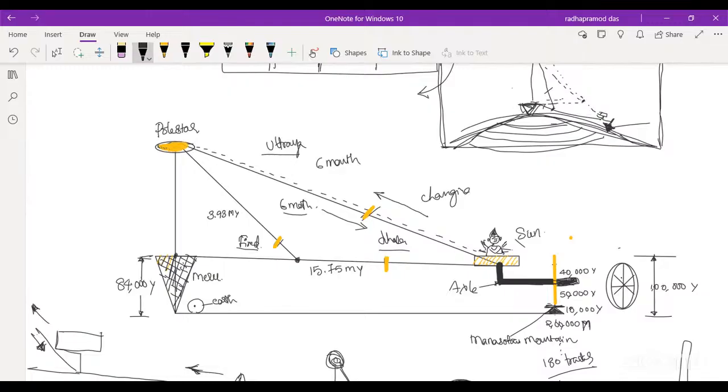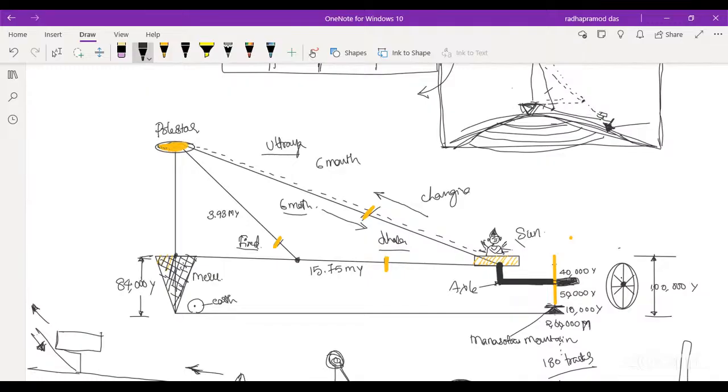Above that is the size of the chariot, 40,000. The wheel is also continuing, and the chariot is also there. It is circular, so the wheel has an axle in between, at 50,000 yojanas.